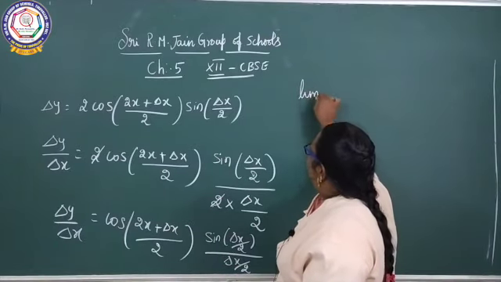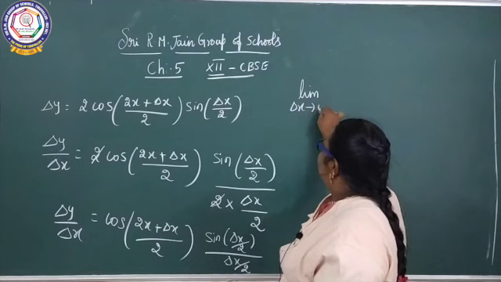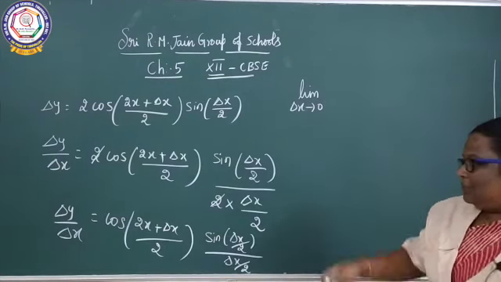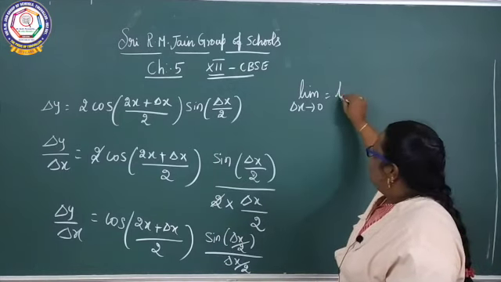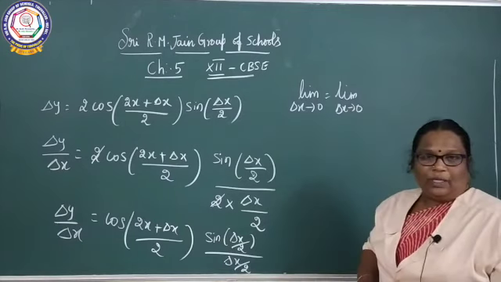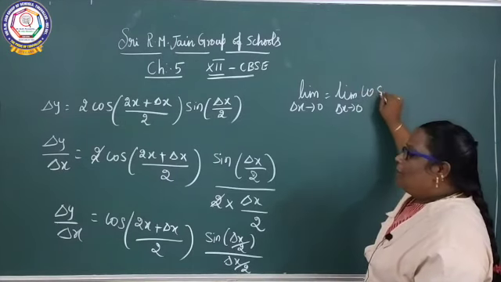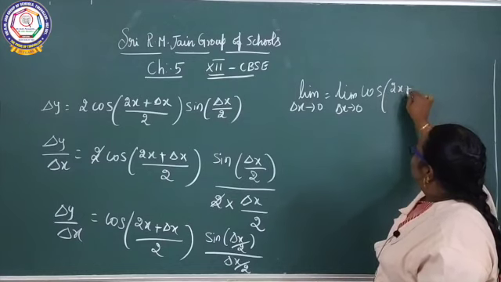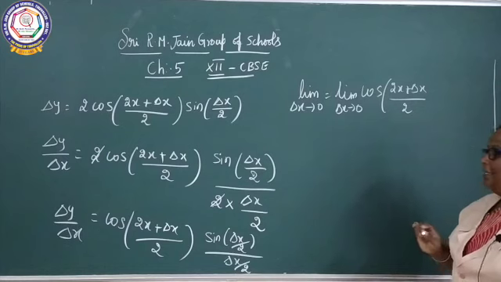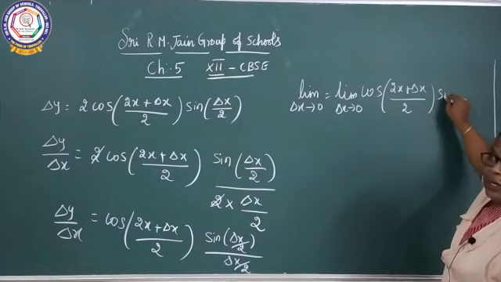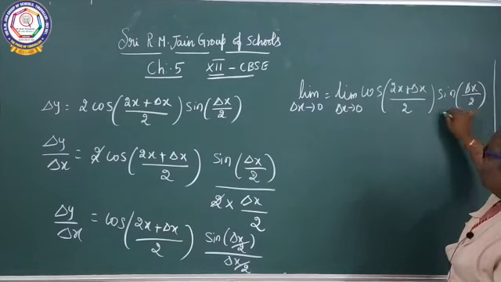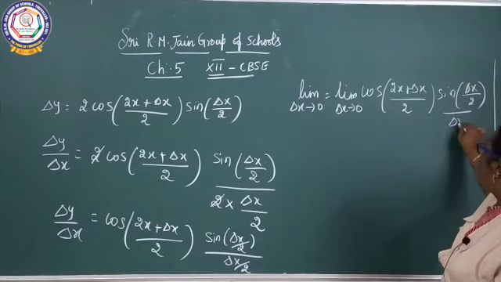What is the next thing we have to do? Take the limit as delta x tends to 0. So the limit as delta x tends to 0 of cos of (2x plus delta x) by 2 into sine of delta x by 2 divided by delta x by 2.